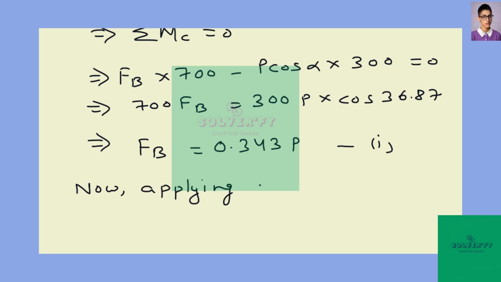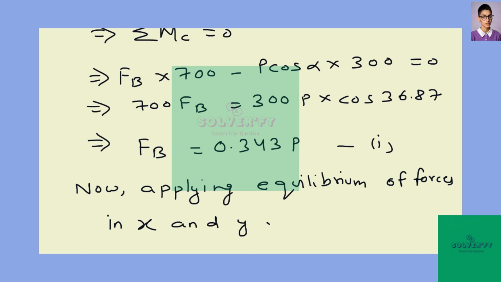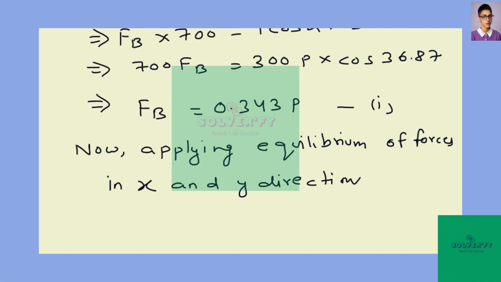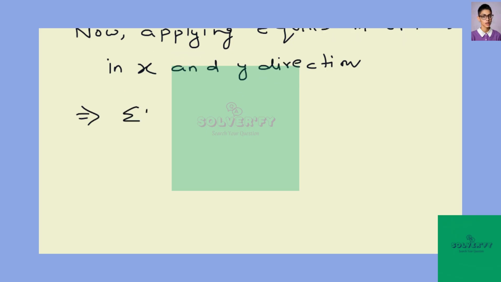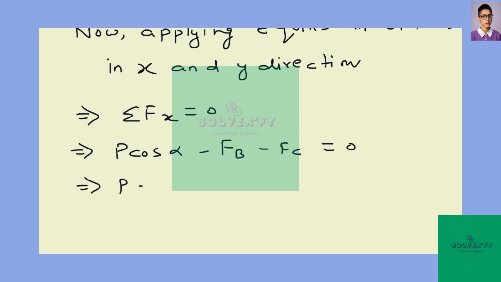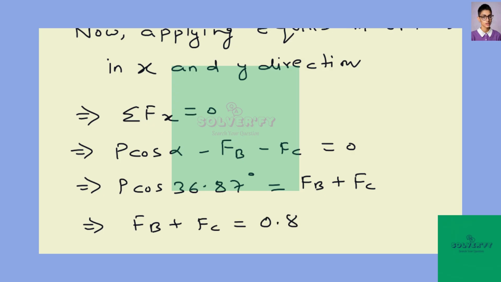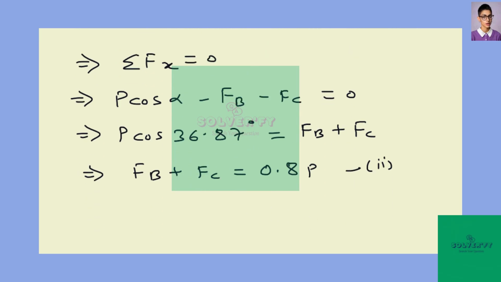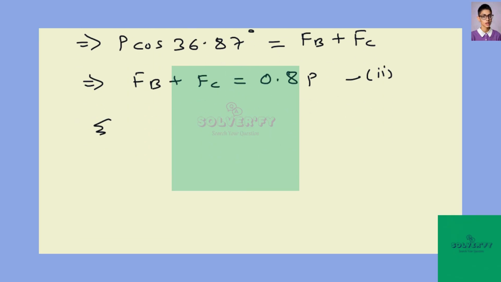Now applying equilibrium of forces in x and y direction. So first we will apply in x direction. Summation of Fx is equal to 0, or P cos alpha minus FB minus FC is equal to 0, or P cos 36.87 is equal to FB plus FC, or FB plus FC is equal to 0.8P, that is our equation 2.